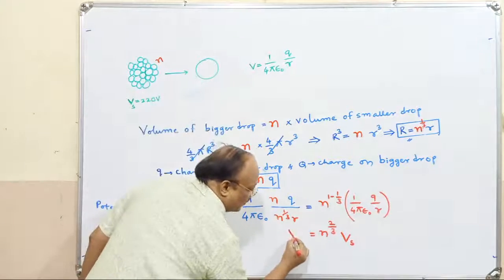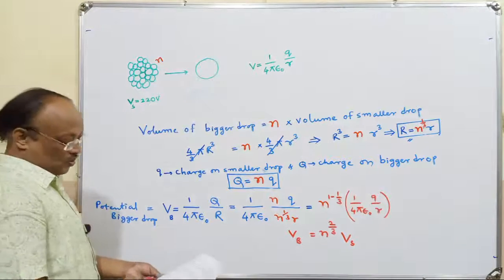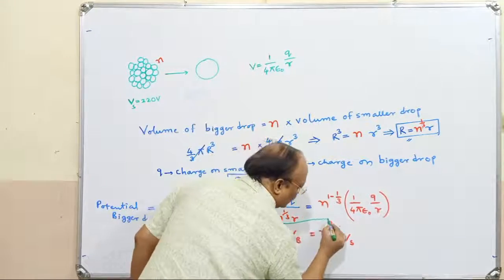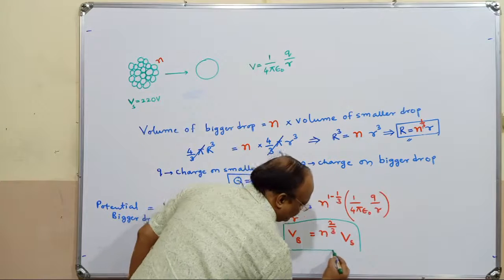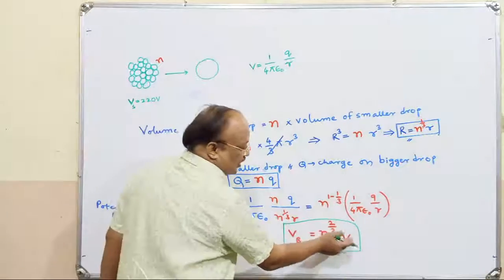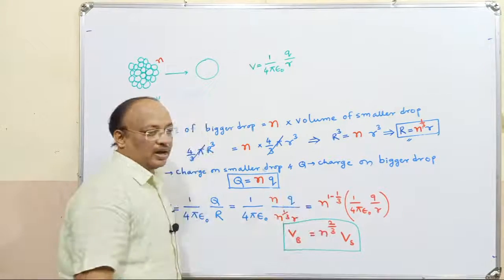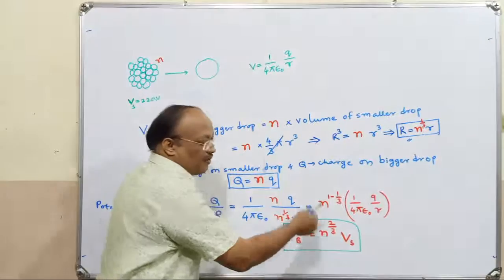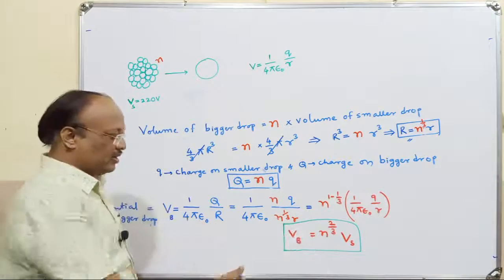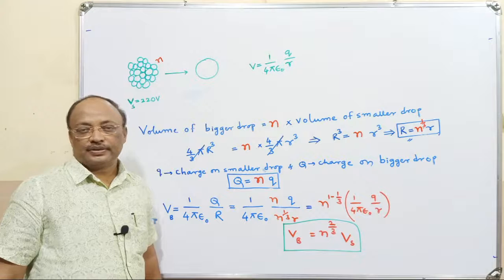So the potential of a bigger drop is equal to n to the power of 2 by 3 times Vs. So this is our general formula. Directly you can substitute the value of n. In this question that value is 27. So substitute it and directly you can find the value.